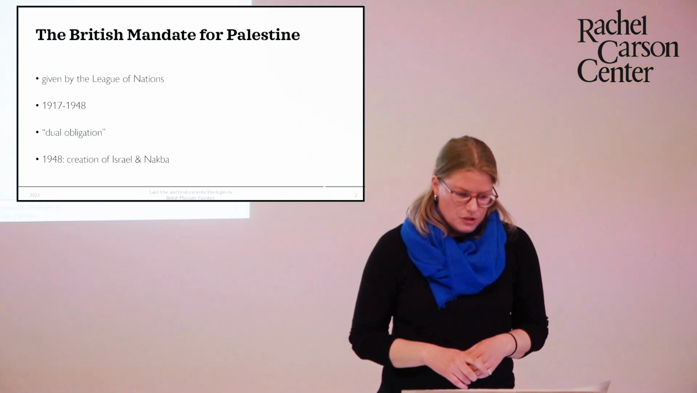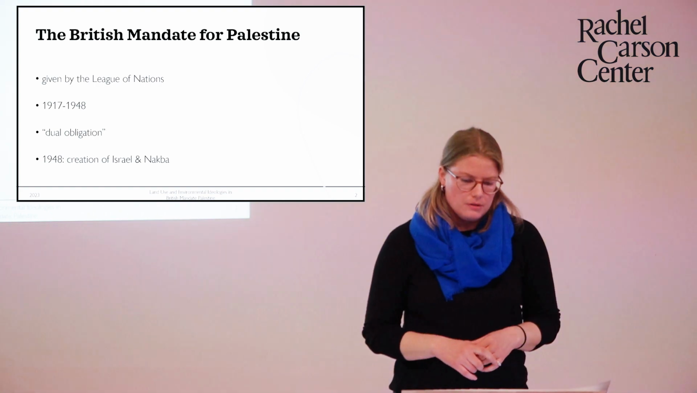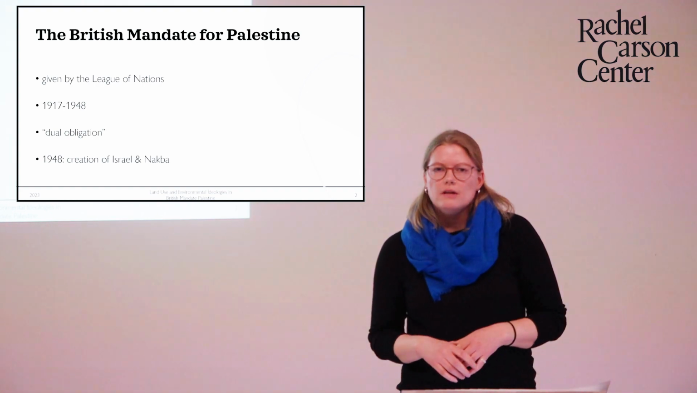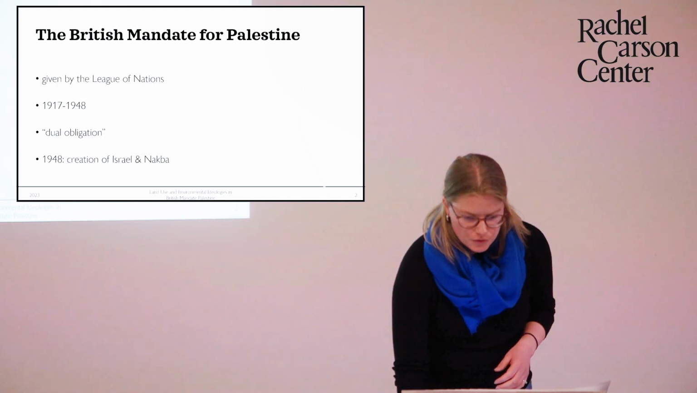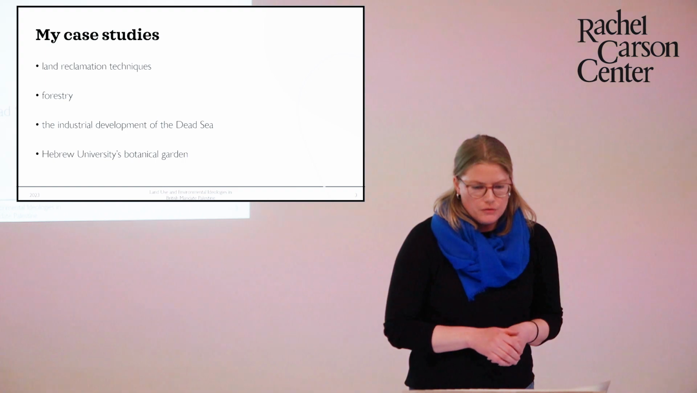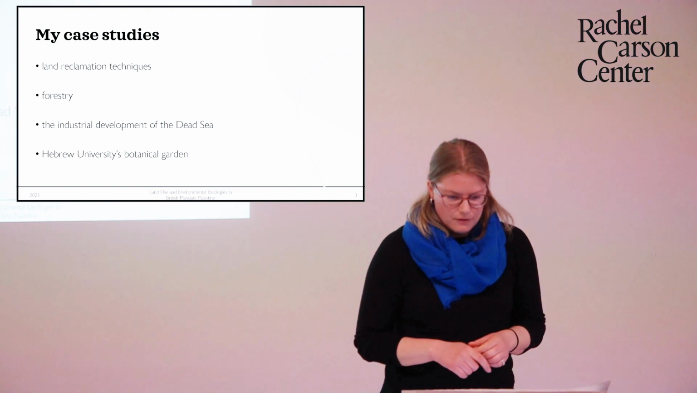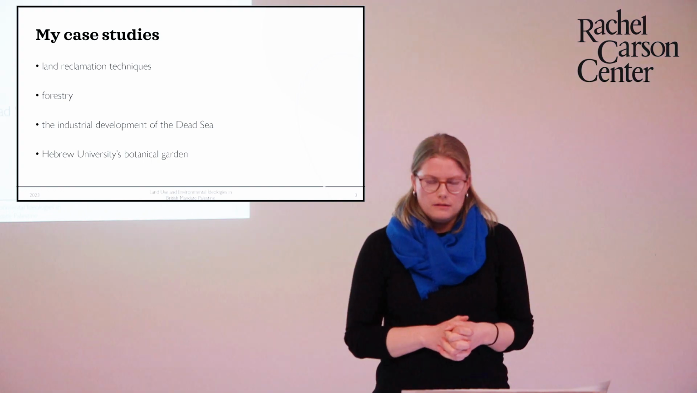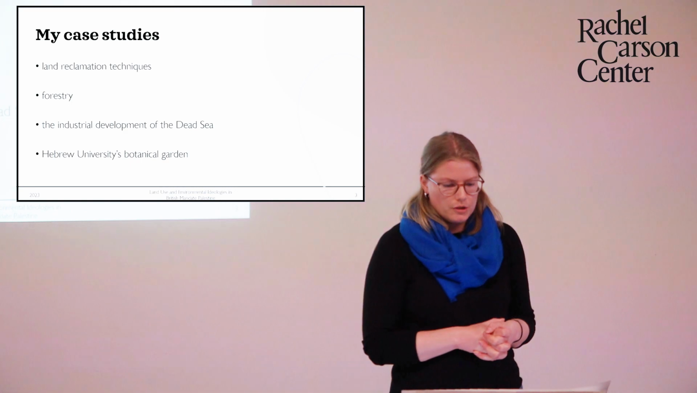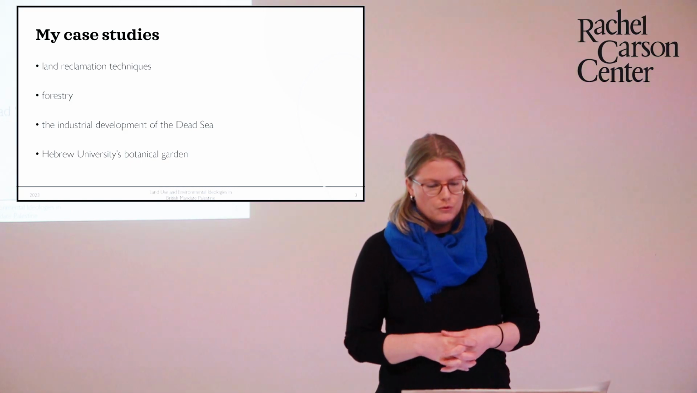Both Zionist ideology and the British imperial worldview became imprinted onto the Palestinian environment through, for example, afforestation and soil erosion policies. I show this based on 4 different case studies, each of which highlights unique but comprehensive dynamics: land reclamation techniques, forestry, the Dead Sea development, and botanical gardens. Case studies 1 and 2 focus on British perceptions and policies, while case studies 3 and 4 focus on Jewish and Zionist agency.